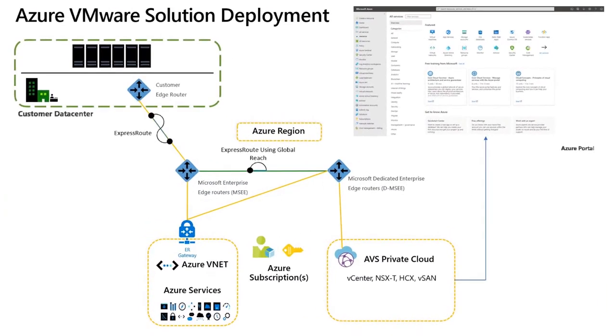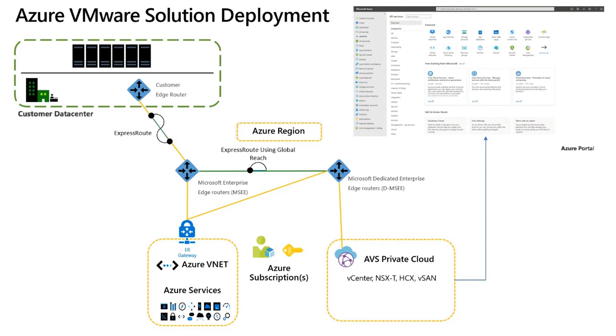So when you deploy AVS, you're getting those 3 nodes and you're getting an ExpressRoute circuit. Because it's bare metal, it needs to be peered into Azure. So you first need to connect that ExpressRoute into Azure. And then you'll actually have to have your own ExpressRoute on-prem connected into Azure.